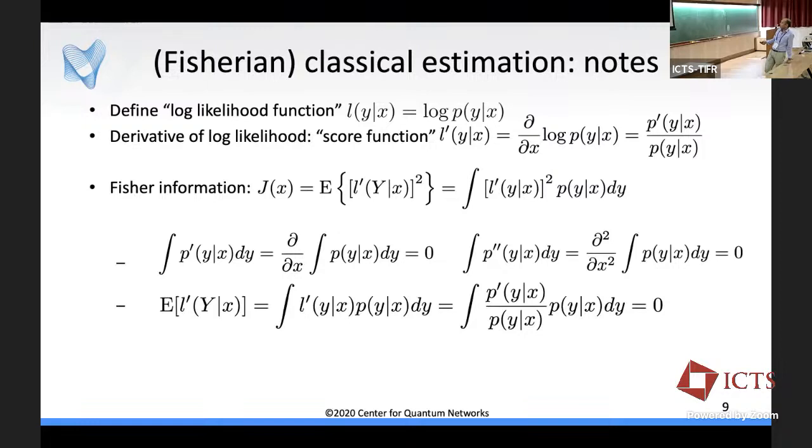So if I were to write the expected value of this L prime function where I treat Y as a random variable, this is the expectation. Now, if I substitute the value of L prime from here, P prime over P, the P cancels out and the P prime integral is zero from here, right? So I have the expected value of this L prime is zero. Hence, the expected value of the square of L prime is nothing but the variance of L prime, right? Because the variance of a random variable is the expected value of the square of the random variable, and then minus the square of the mean, which is zero in this case.